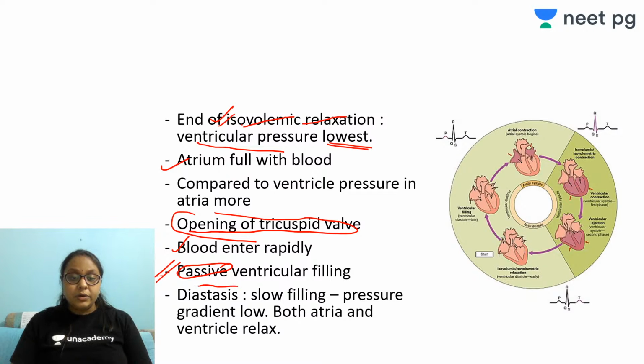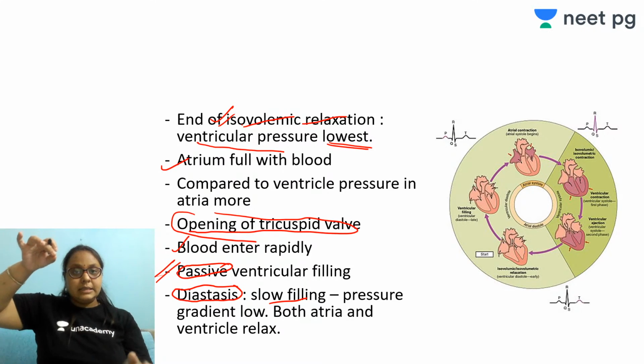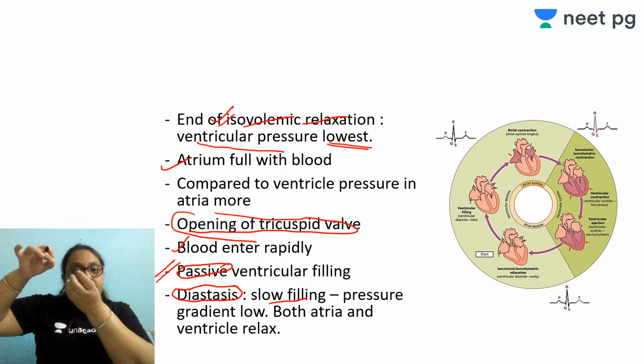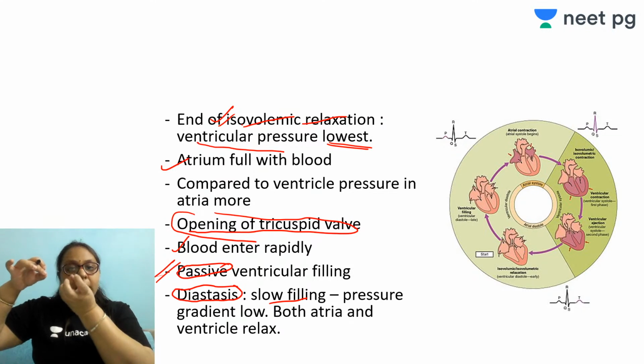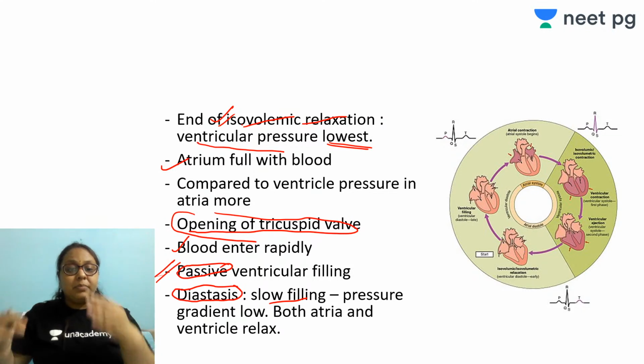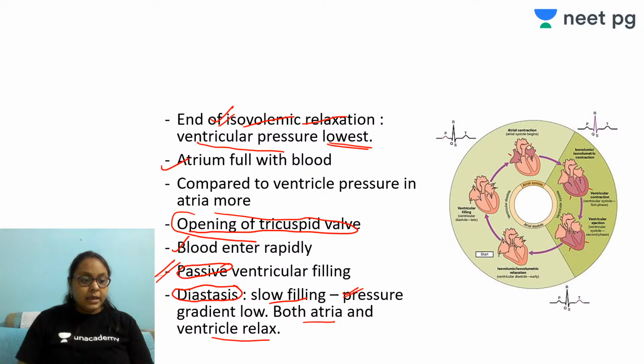Then it will enter into diastasis. Diastasis is slow filling. ठीक है, उल्टा किया, oil को जितना वो निकल सकता था उतना निकल गया passively. अब वो धीरे धीरे आएगा क्योंकि उसके अंदर थोड़ा सा oil कम हो गया है. Atria के अंदर भी blood थोड़ा कम हो गया and the pressure gradient is low. The pressure gradient is low and at this time both the atria and the ventricle relax. Is it clear? Is it clear, Dr. Sejal, Dr. Ehsan? Any doubts in this part? Please give me a thumbs up if it is clear.